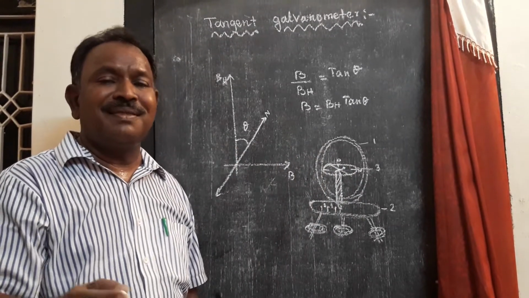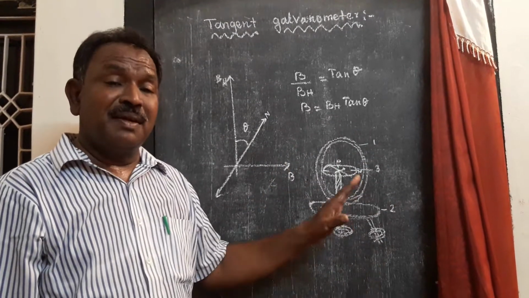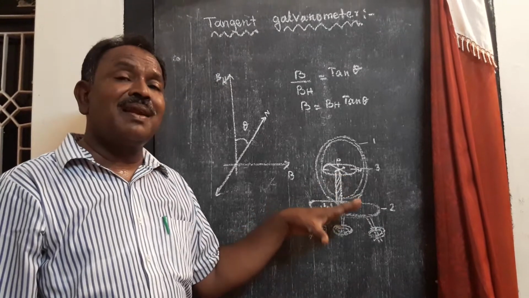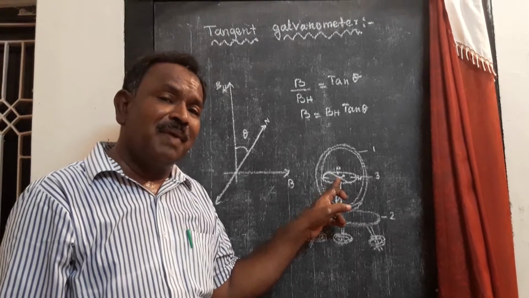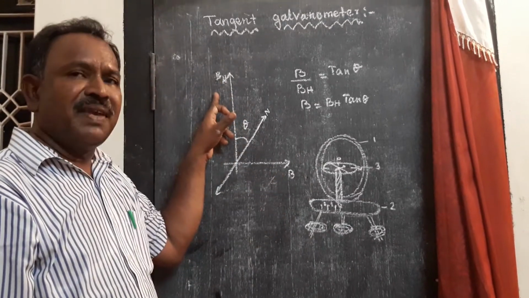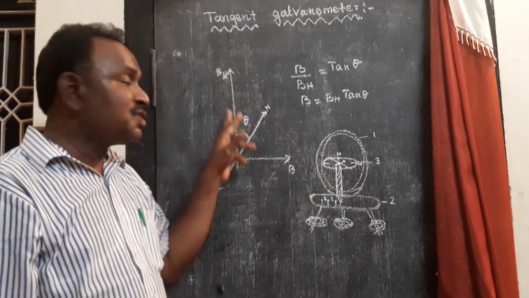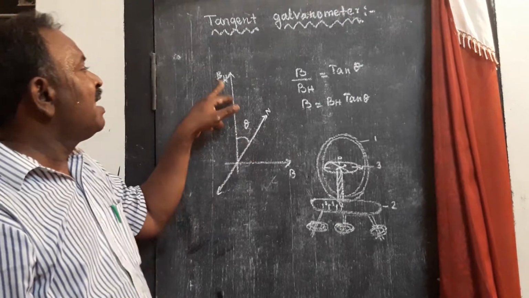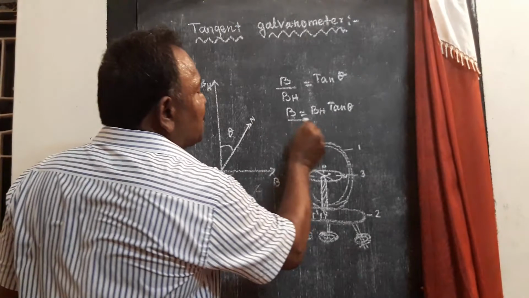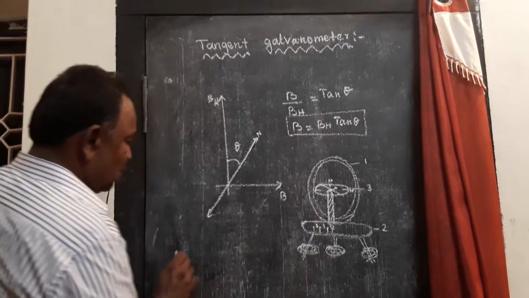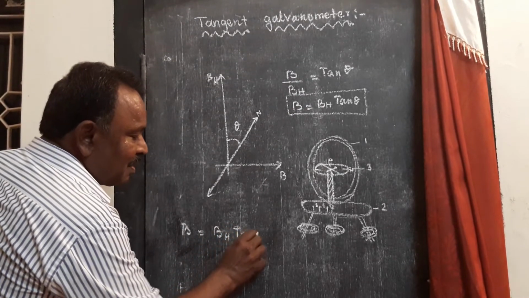Now we are going to see the theory of the tangent galvanometer. After making all the preliminary adjustments, if we allow the current to pass through the galvanometer, then what will happen? This magnetic needle will be acted upon by two magnetic fields, and it will come to rest along the resultant of the two fields, which makes an angle theta with the horizontal component of Earth's magnetic field. At that time, this equation gets satisfied: B is equal to BH tan theta.